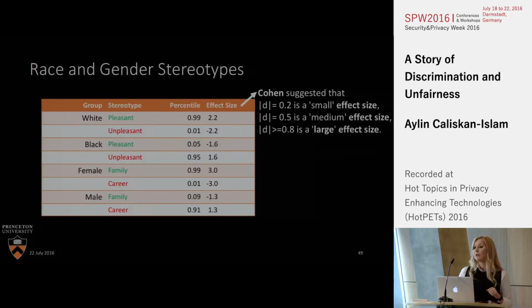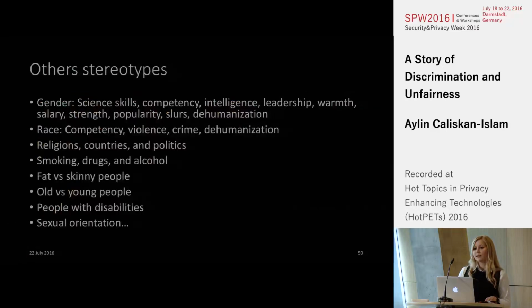And then we wanted to look at race and gender stereotypes. And then we saw that white people are highly associated with being pleasant, whereas black people are associated with being unpleasant. Females are being associated with family, not career, and males are being associated with career. And all of these have very high effect size in our data set. And there are other stereotypes that we are currently investigating.